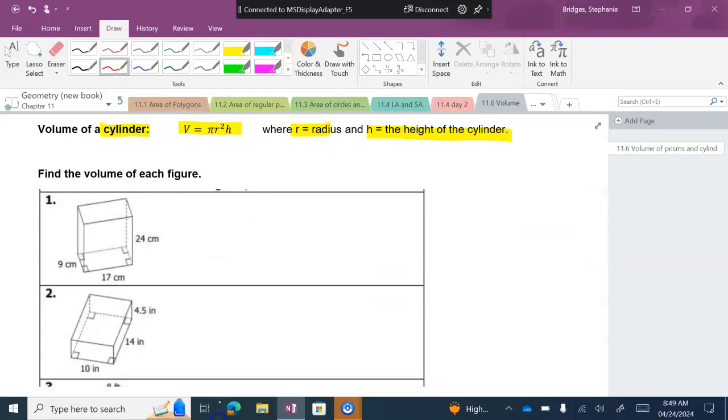All right, again, we're looking at this bottom rectangle down here. What is the length of that rectangle? The one I just drew in red, what's the length of it? 17. And what is the width of it? 9. Okay, so we're finding the area of that base first, which is just 17 times 9.